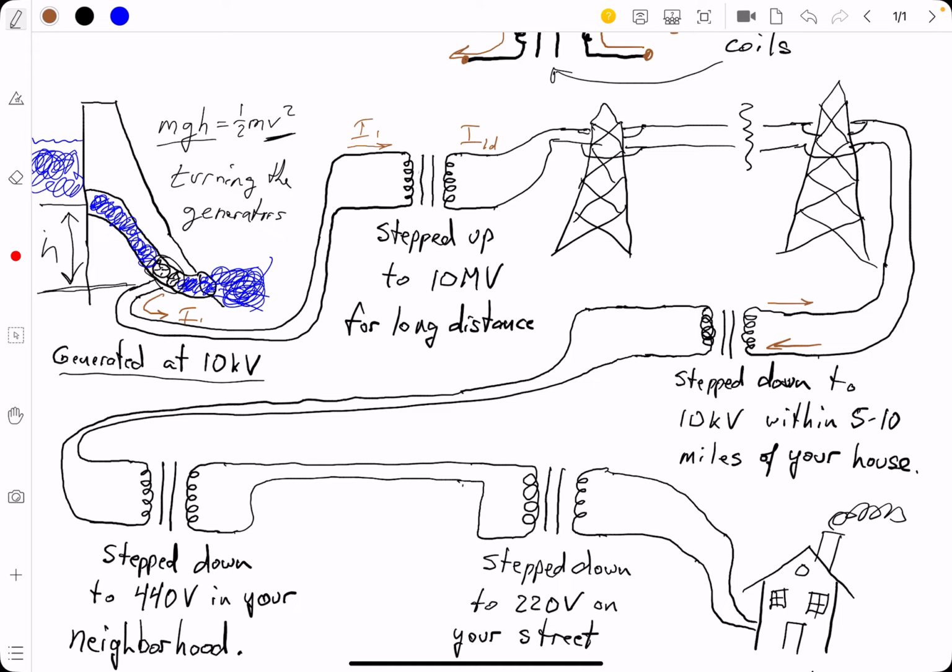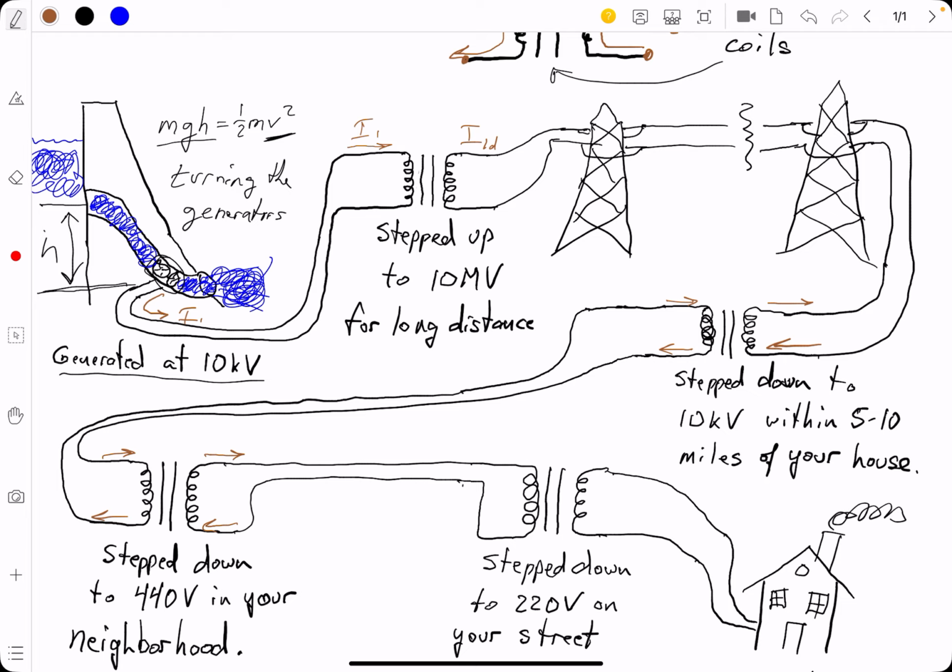So it comes from the local neighborhood. We've got more current happening. So here goes our current taking off down there. And our current comes in here to another step-down transformer. That step-down transformer takes us from 10,000 volts to 440 volts in your neighborhood. So the current comes in, goes out there, and we have another current that will come to a final step down.